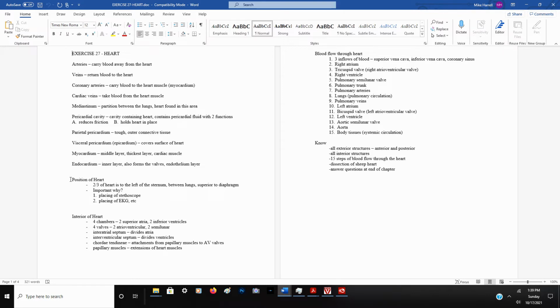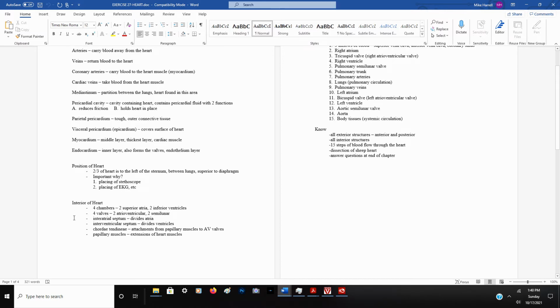And of course, it's between the lungs in that mediastinum and rests right on top of that diaphragm muscle. This could be important if you may be going to place a stethoscope over the heart and maybe listen to the different valves. That's something else right there we could look at. Placing leads for an ECG, whatever that may be. Good to know where the heart's located. How about chest compressions for CPR, something like that too.